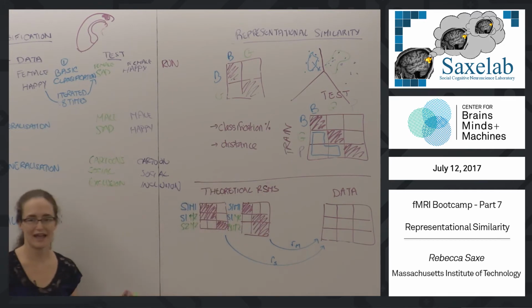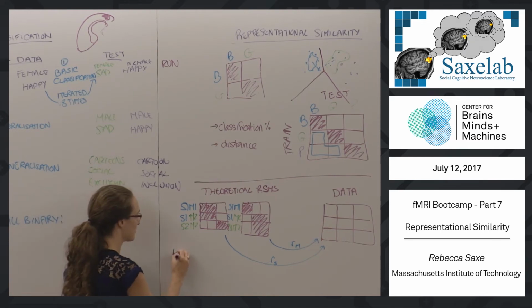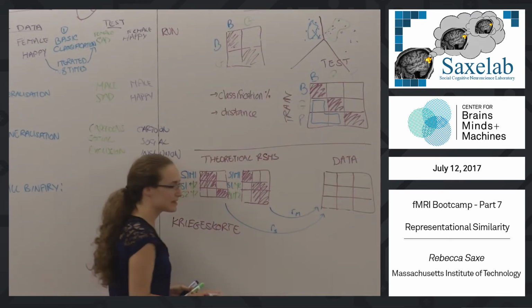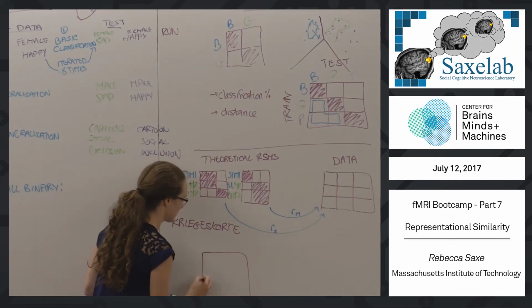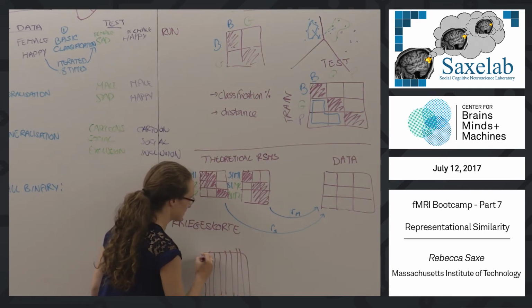The first spelling out of this idea as a general procedure for fMRI data analysis was from Kriegskorte. And the example that he gave was a set of visual images. I think there's 75 of them, but it might be 96.